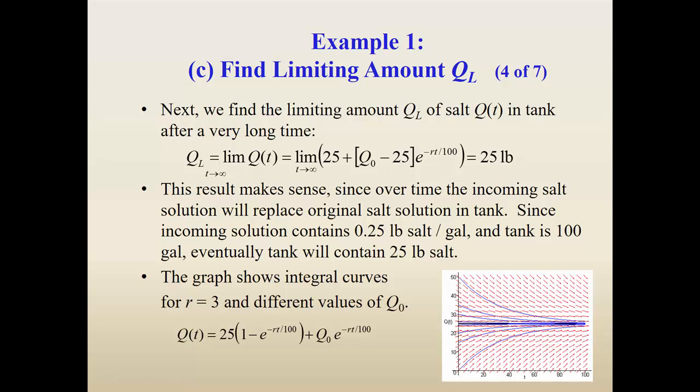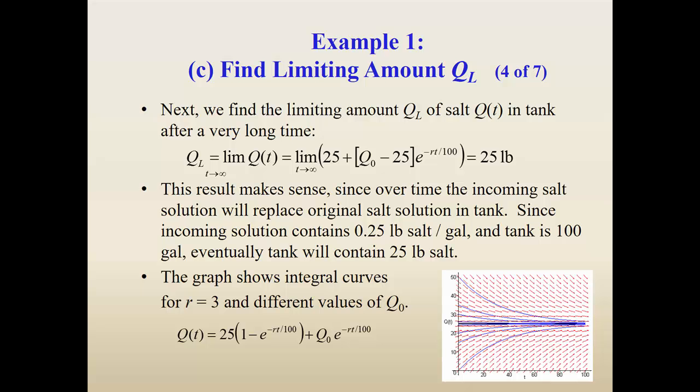And this makes a whole lot of sense, because remember, we were saying that the amount of salt entering the tank was 1 pound of salt for every 4 gallons. And well, there's 100 gallons in the tank. So what's 1/4 of 100? 25. That makes sense.